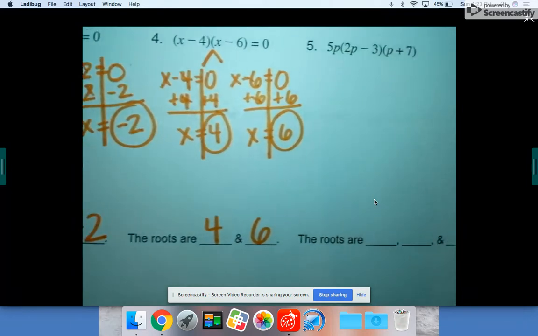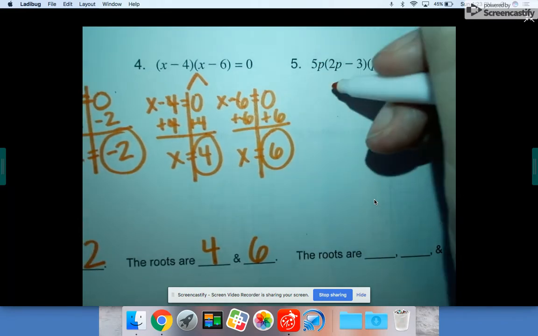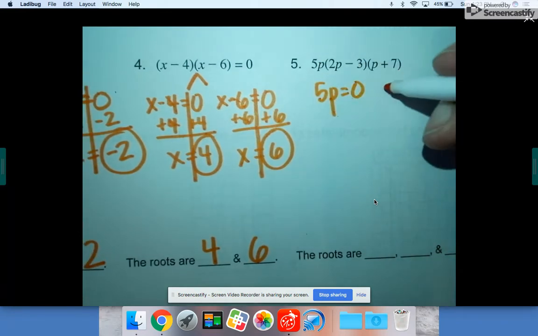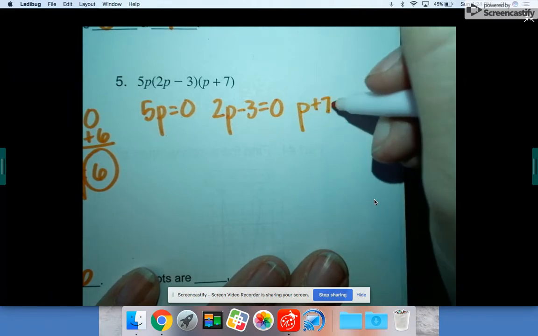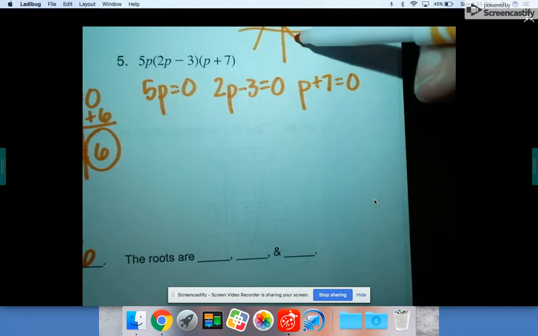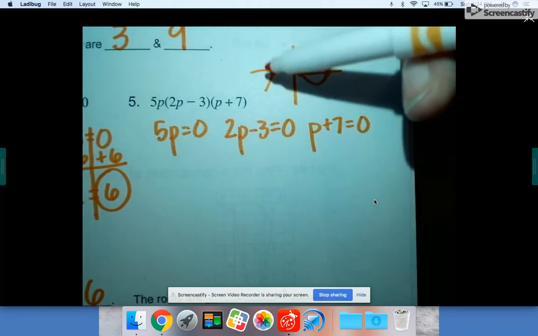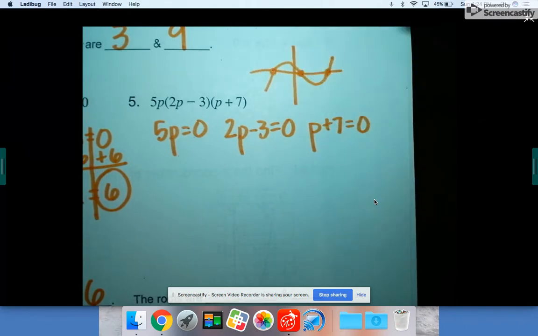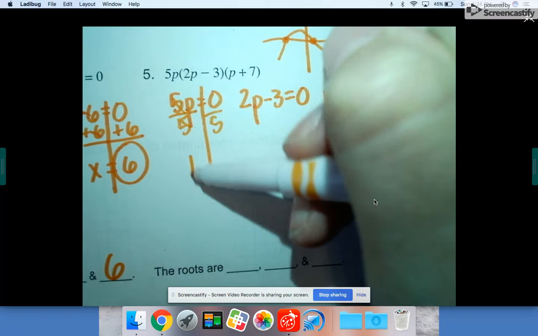All right, on the last one, there's actually 3 answers because 3 things are being multiplied. So you would have to set 5p equal to 0, and 2p minus 3 equal to 0, and p plus 7 equal to 0. So you're going to have 3 roots, 3 different answers. This one on the graph will look kind of like this because it will hit your x-axis in 3 different spots. So we're not going to graph any like that this year, but you should still know what that means. So this one would be 0.